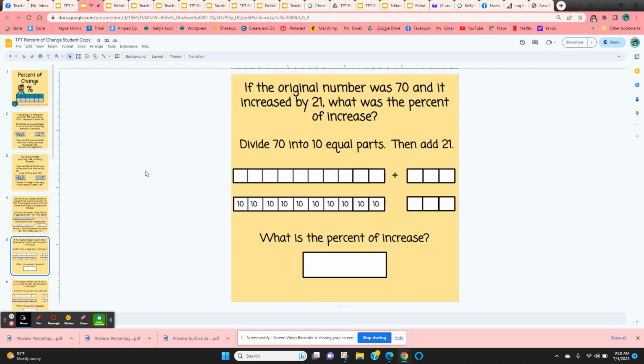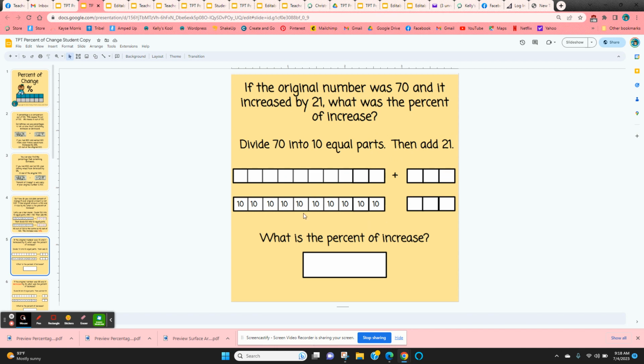They're going to do the next one on their own. The original number was 70. It increased by 21. What percent did it increase? We're going to take our original number, 70, and divide it into 10 equal parts. That would mean each part would be 7. And then we're going to add 21, which would be 3 more 7s.